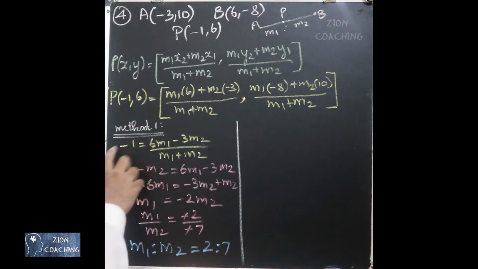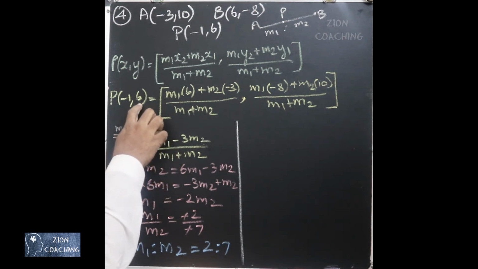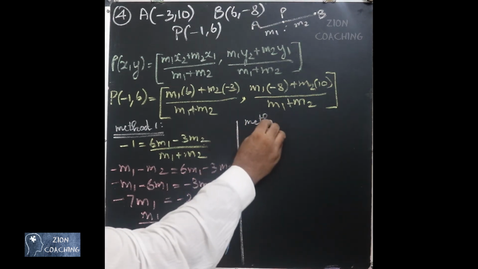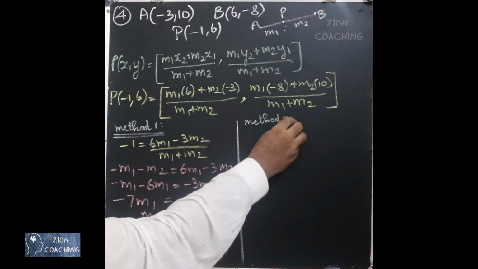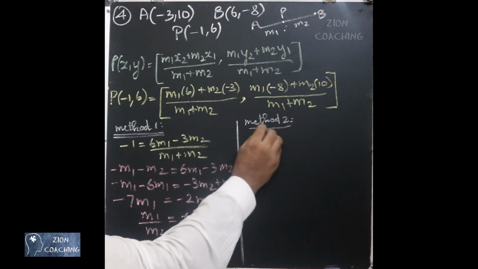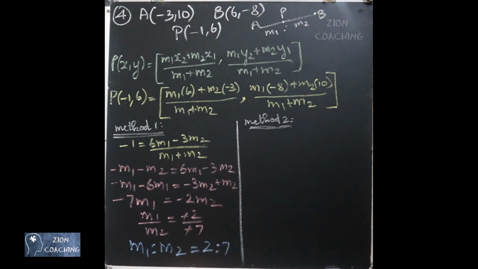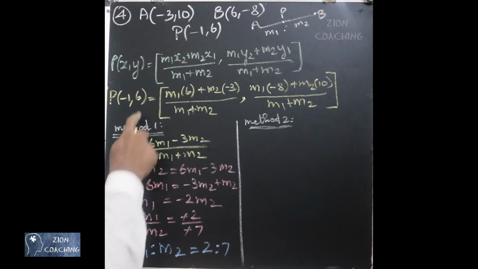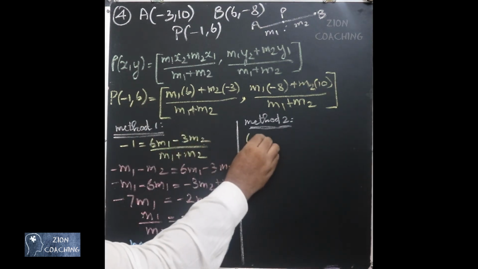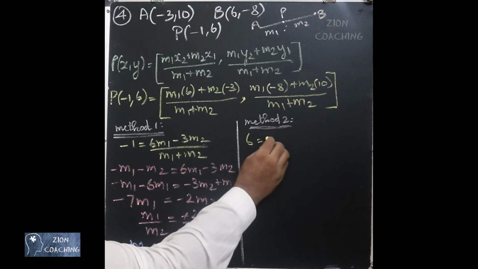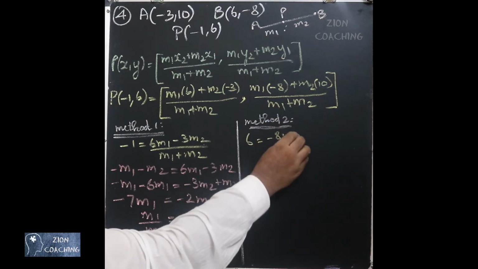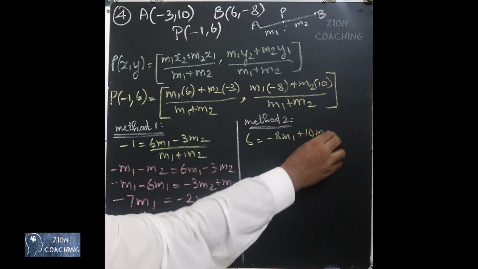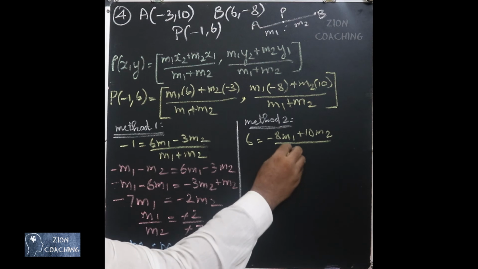But since I am teaching you two methods, I will show you how to equate the y values also. Now the method 2. It is not the second method, it is what we are equating. We are just changing the value we are equating. Now instead of x, I am going to equate y. The y value here is 6. We have 6 is equal to, here it is minus 8 into m1. So we have minus 8m1 plus 10m2 by m1 plus m2.